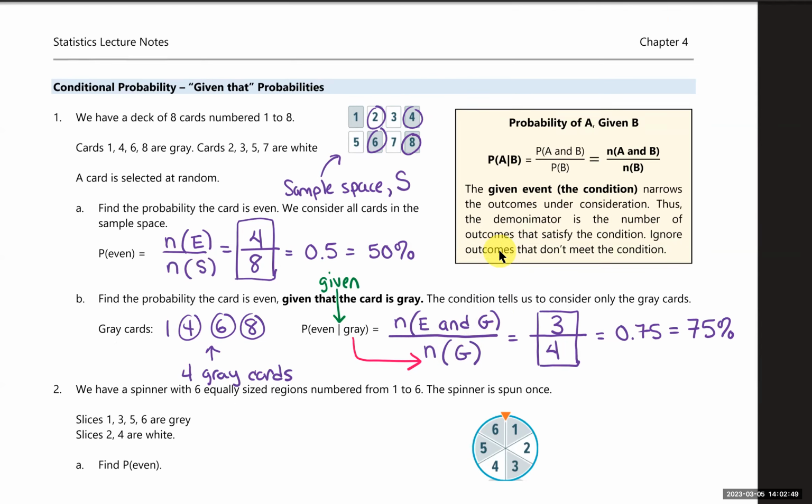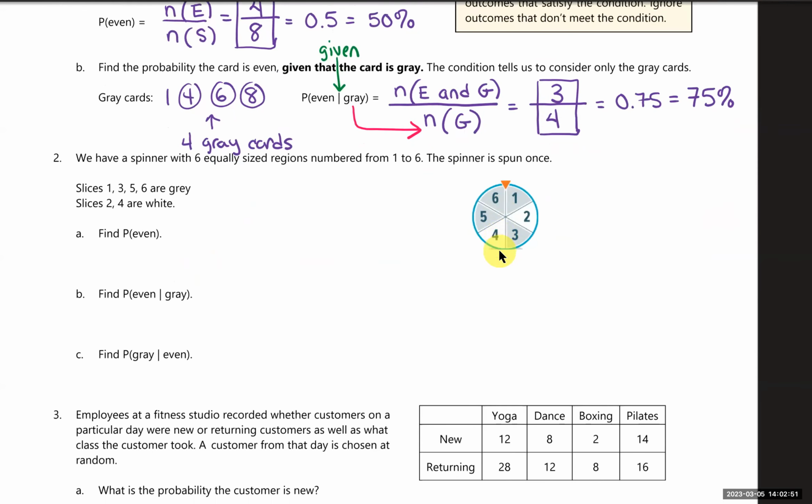Okay, let's try another one. So I've got a spinner. Some regions are gray, some are white. And it starts with the probability of getting an even on a spin. So just sticking with my even, I'll go with E. If there's no restriction, no condition, so no restriction of the slices you can look at, you're allowed to look at your whole sample space.